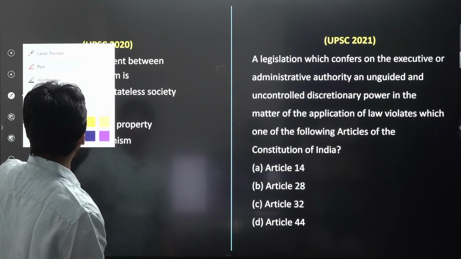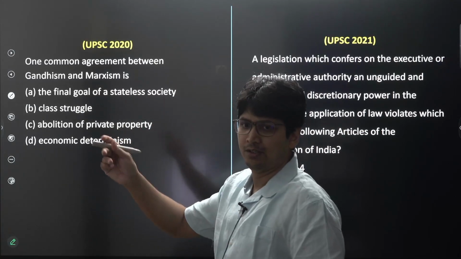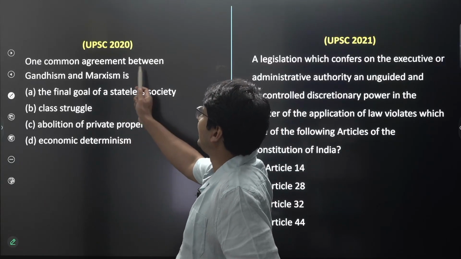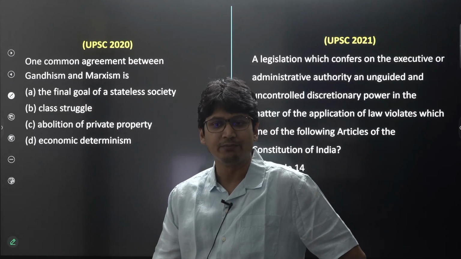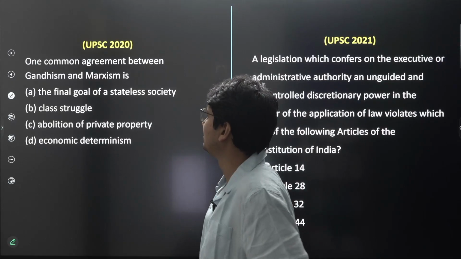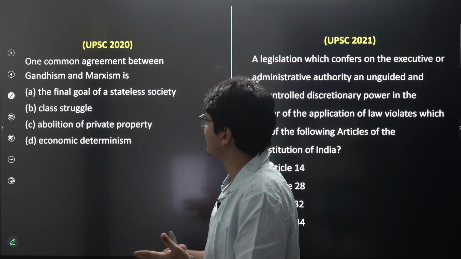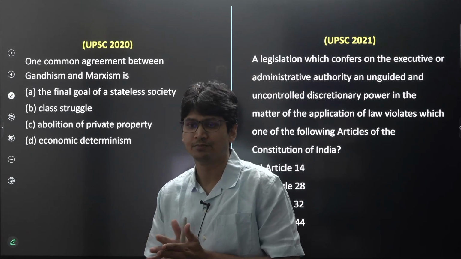A very interesting question is this. 2020. Just look at this question. I wanted to discuss a few things about this. One common agreement between Gandhism and Marxism is: A. The final goal of a stateless society. B. Class struggle. C. Abolition of private property. And D. Economic determinism.